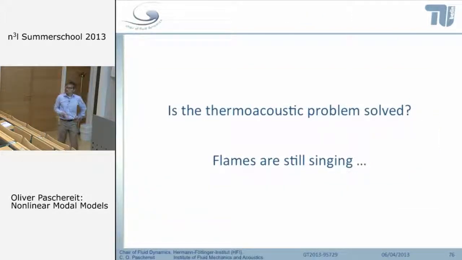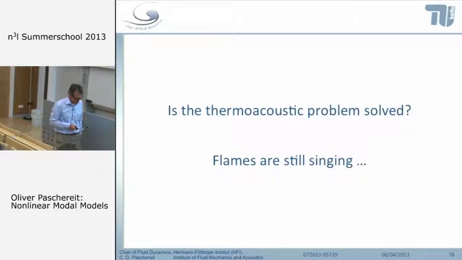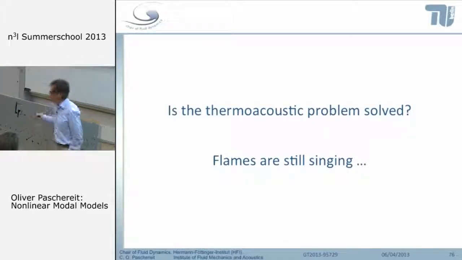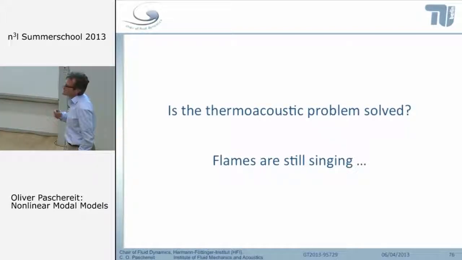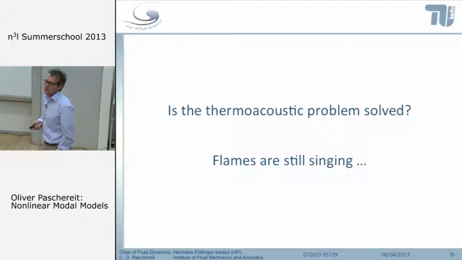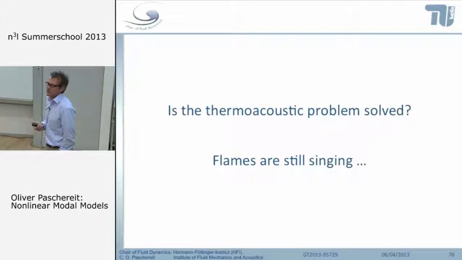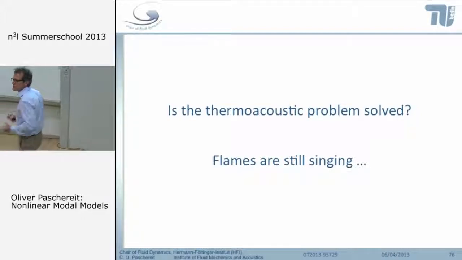So this leads me to my first question again, and this is somewhat also the end of my talk. Is the thermoacoustic problem solved? Well, I believe a number of things we did already, and you have seen a number of results where thermoacoustic analysis and control was successfully applied. But there are a number of open questions still, and it's still a very interesting field.